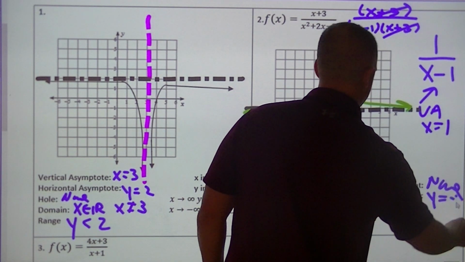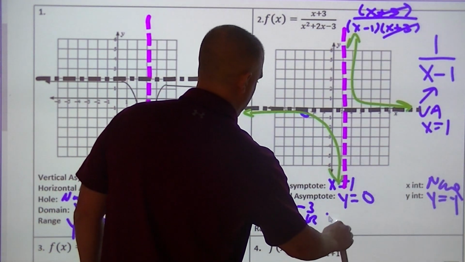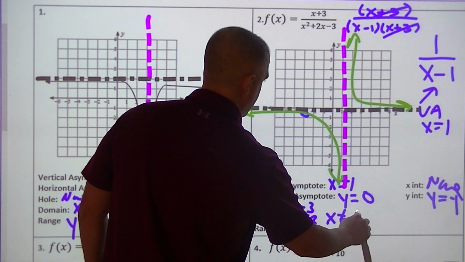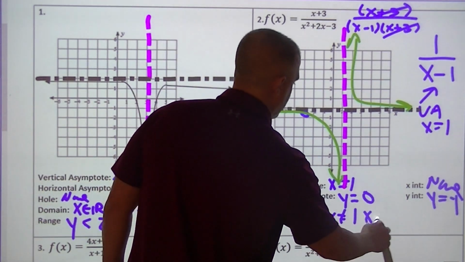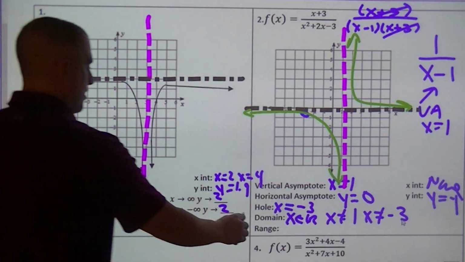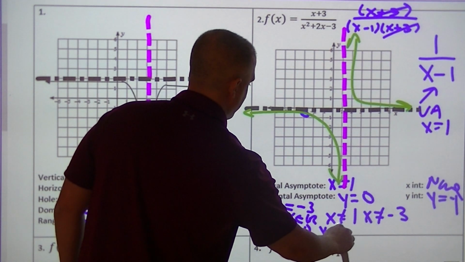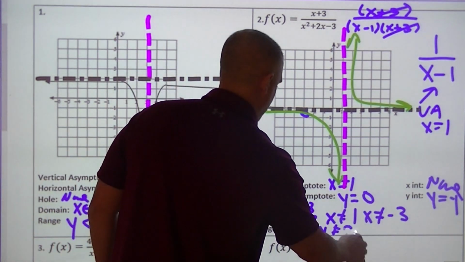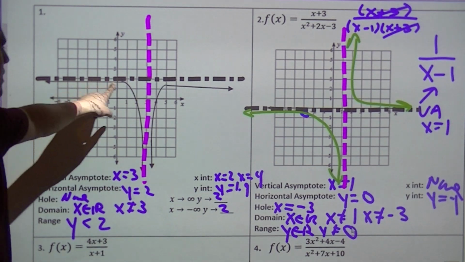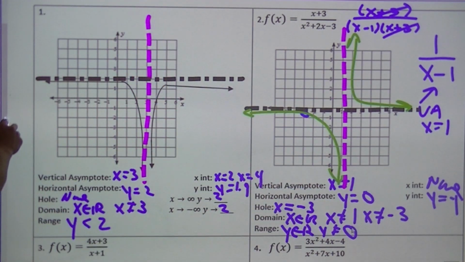Now, a little different on the domain. The domain is all real numbers, except x can't be 1, and also x can't be the hole, which is negative 3. So you have to account for that as well. The range will be all real numbers, but y can't be 0. The difference between these is that curves are below or curves are in the corners. That's how you know.